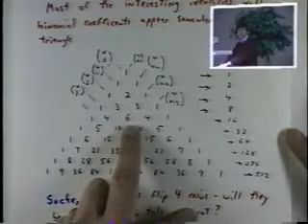4 choose 0 is 1, right? 4 choose 1: how many ways can you pick 1 thing out of 4? 4. 4 choose 2: how many ways can you pick 2 things out of 4? It turns out there's 6, if you sit down and think about it. How many ways can you pick 3 things out of 4?